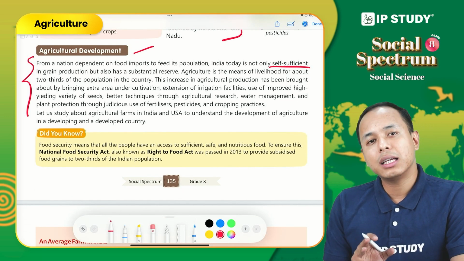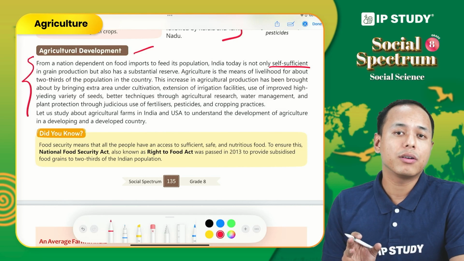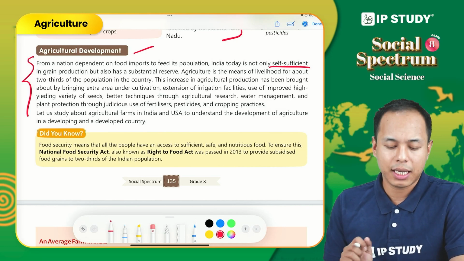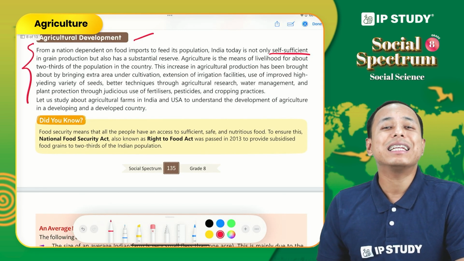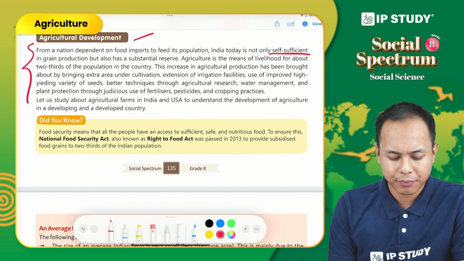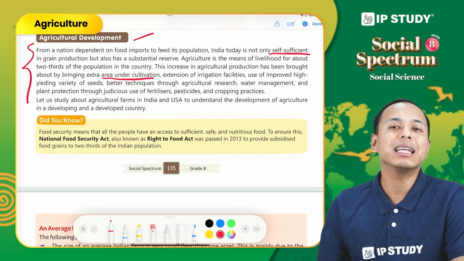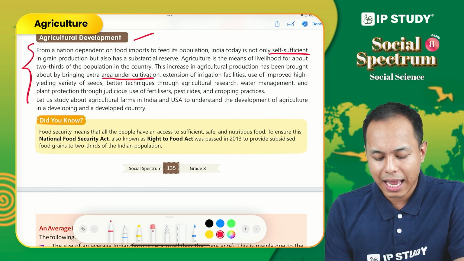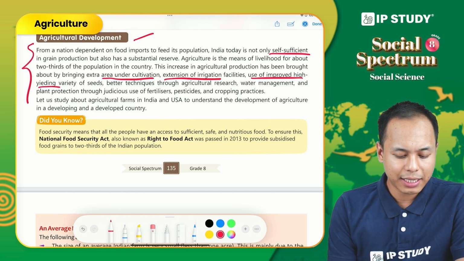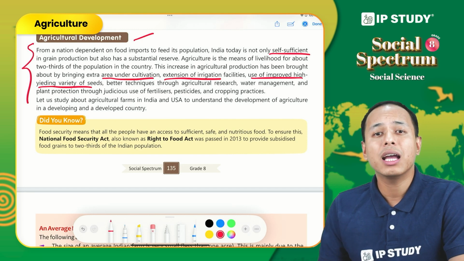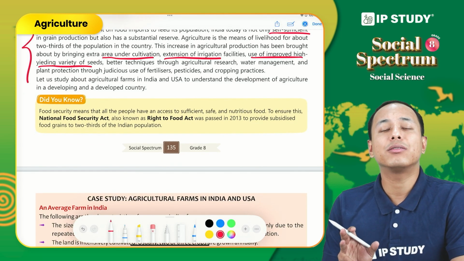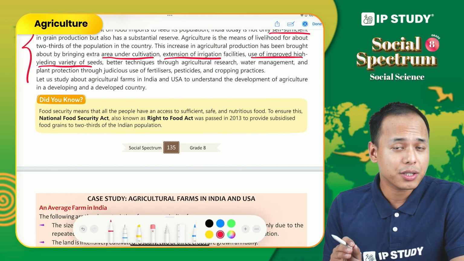Agriculture is one of the important means of livelihood for more than half of the population, 2/3 of the population in India. And this increase in agriculture production can be attributed to many factors like increase in area under cultivation, extension of irrigation facilities, use of high yielding variety of seeds, better techniques, machinery, and so on. So all these factors had led to the increase in agricultural production in India.